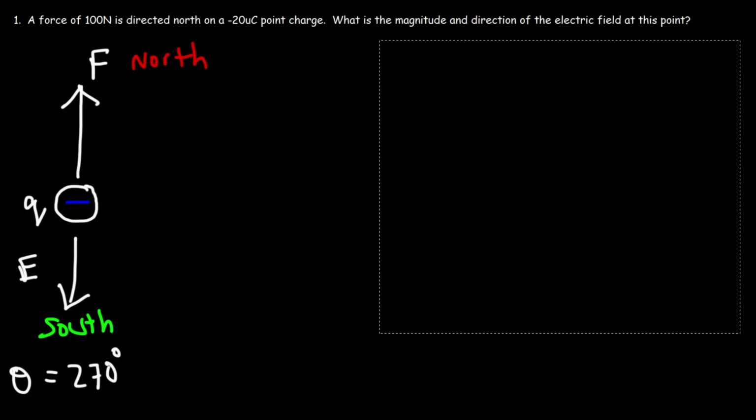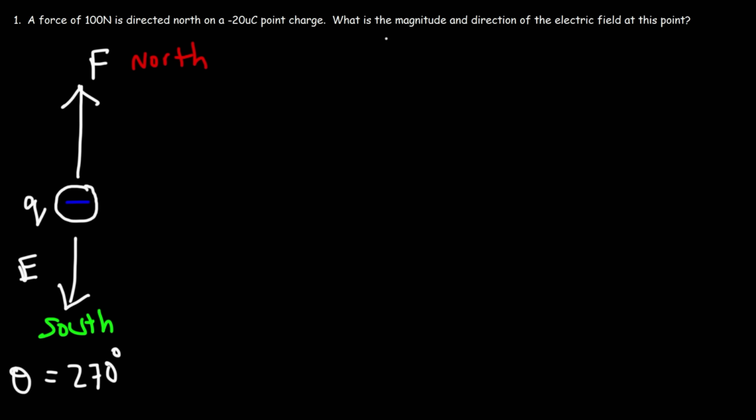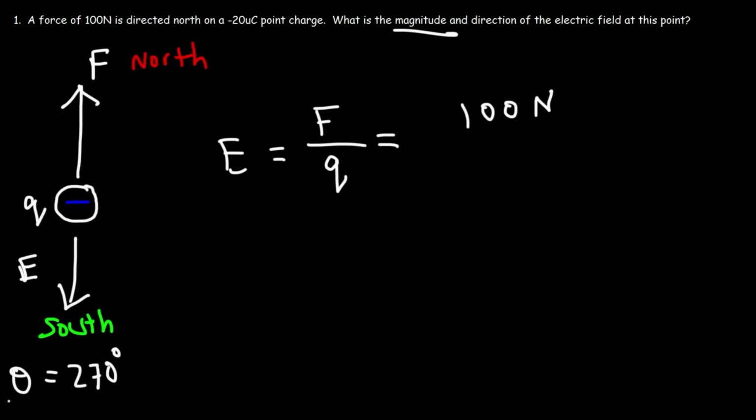So now that we have the direction of the electric field, let's calculate the magnitude of the electric field. So we could use this formula. We can take the electric force and divide it by the magnitude of the charge. The force acting on it is 100 newtons.